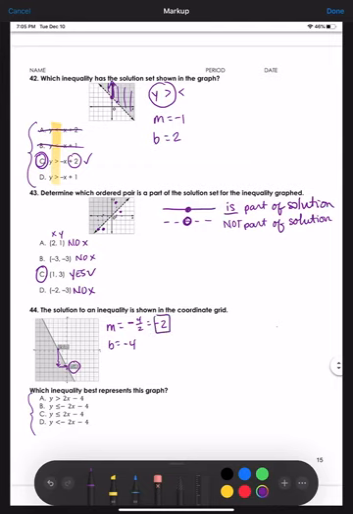So I also want to pay attention to dotted or solid line. This line is solid, meaning it's going to be greater than or equal to or less than or equal to. And my shading is going down towards negative y. So my symbol here is going to be y is less than or equal to. I'm including the equal to because it's solid and it's going down, and then I can plug in mx plus b, so -2x minus 4.